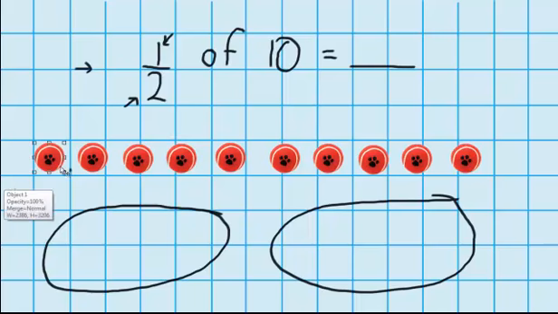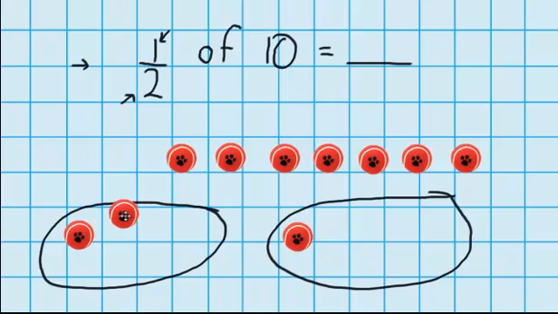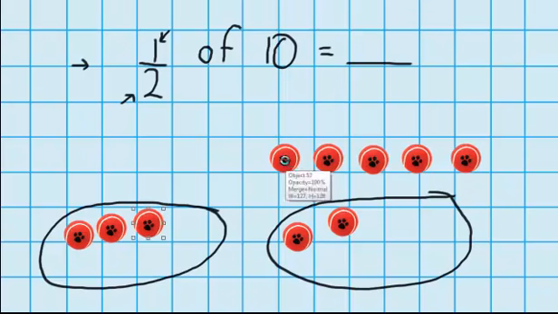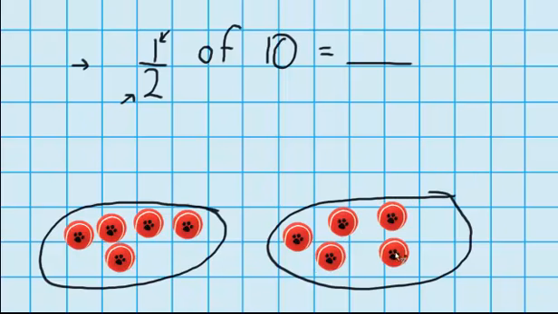So let's start by sharing out the tennis balls. I'm going to put my first tennis ball in group 1 and my next tennis ball in group 2. And I'm going to keep sharing out the tennis balls one at a time between both of my groups. And I keep doing that until there are no tennis balls left. So you can see I've shared out all the tennis balls, and there are now 5 tennis balls in each of my groups. So half of 10 equals 5.